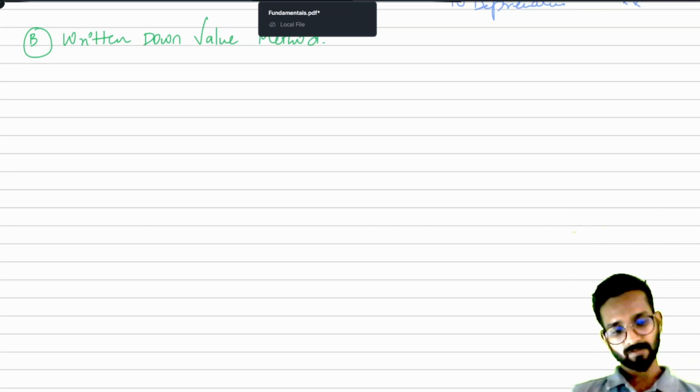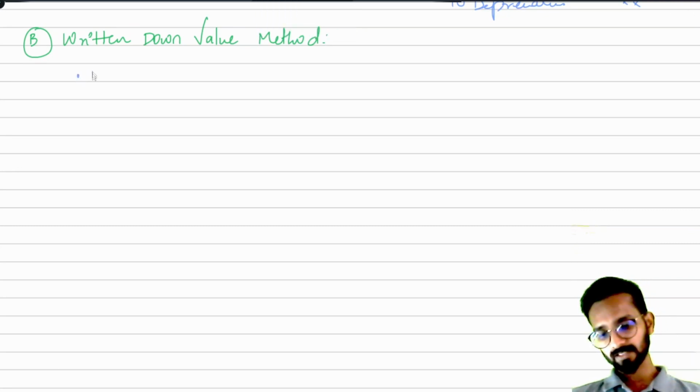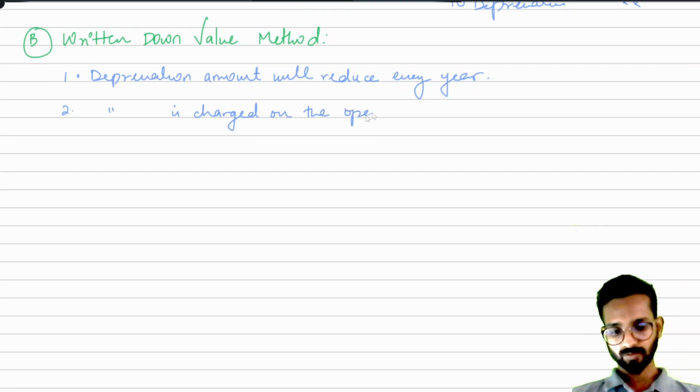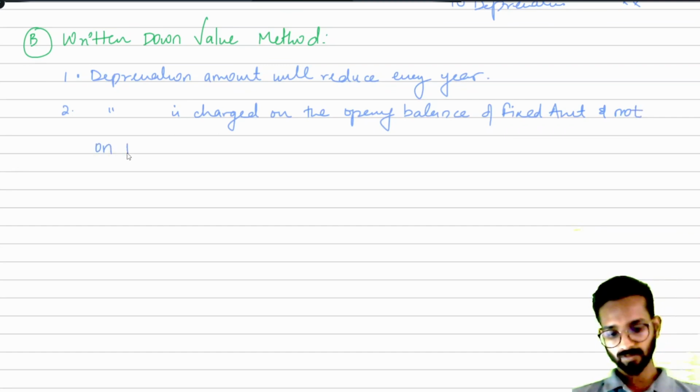See how? First we will write the notes for written down value, that is, depreciation amount will reduce every year. Why? Because we know that depreciation is charged on the opening balance of fixed asset and not on the original cost.